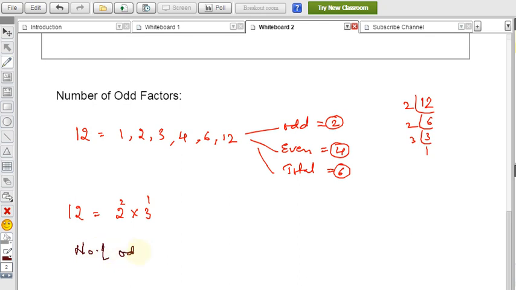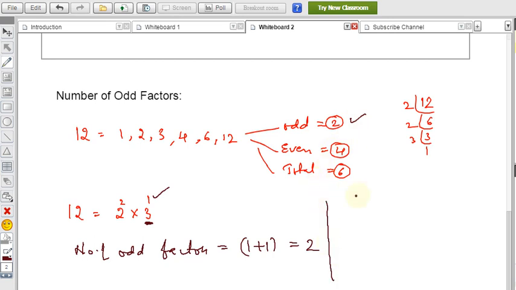Number of odd factors. So the odd base is only 3. So only 3 is the odd base. For 3, whatever power we have, 1, we just add 1. 1 plus 1 is equal to 2. So there are 2 odd factors.